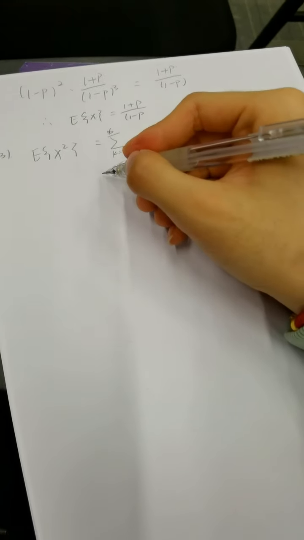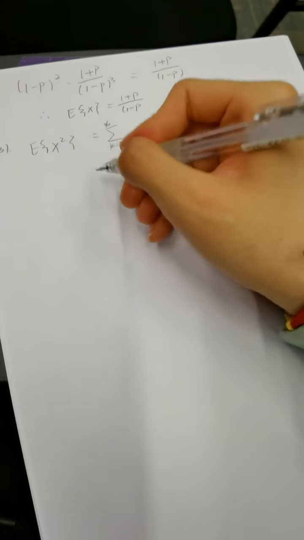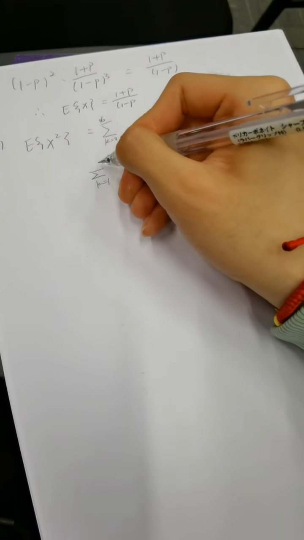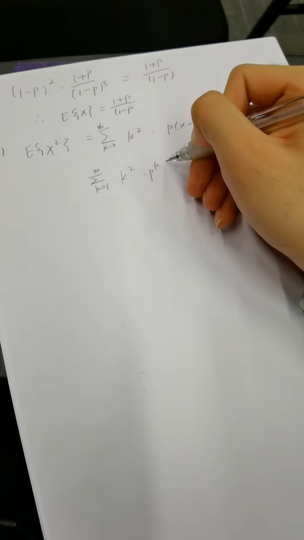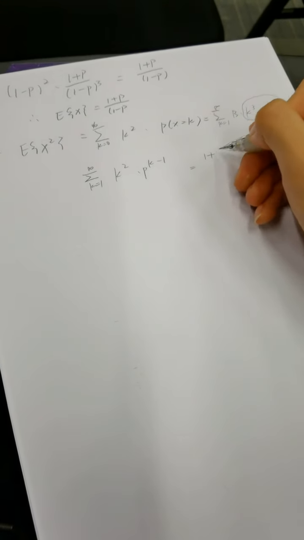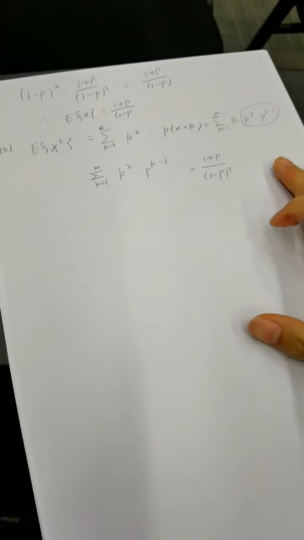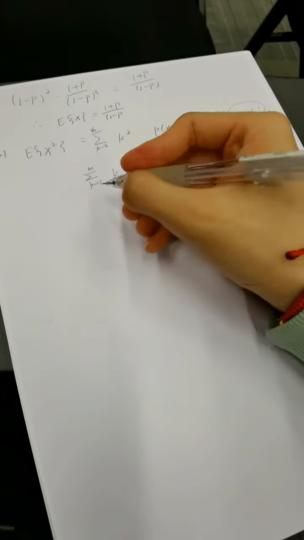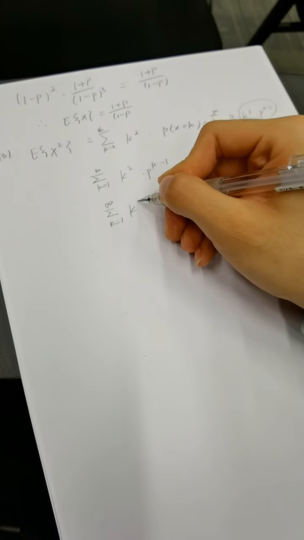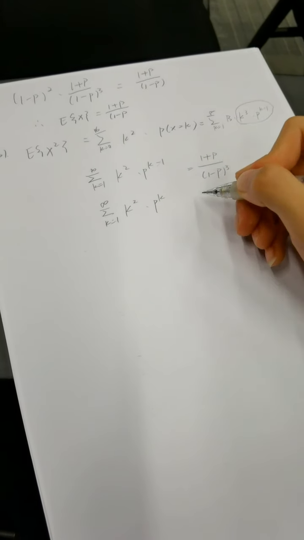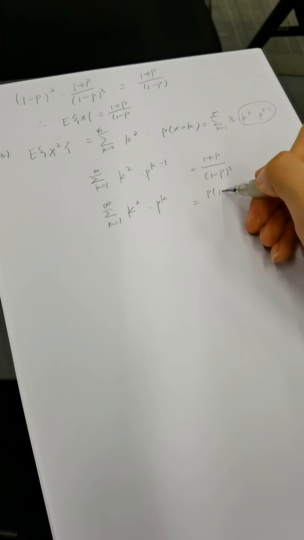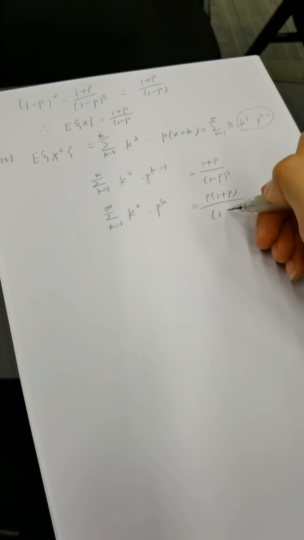From the last part, we know the sum of k from 1, k to the twice times p to the k minus 1, equal to 1 plus p divided by 1 minus p to the third. So we need to delete this part. So we need p times both sides, which is equal to this one: k to the twice times p to the k equal to p times 1 plus p divided by 1 minus p to the third.